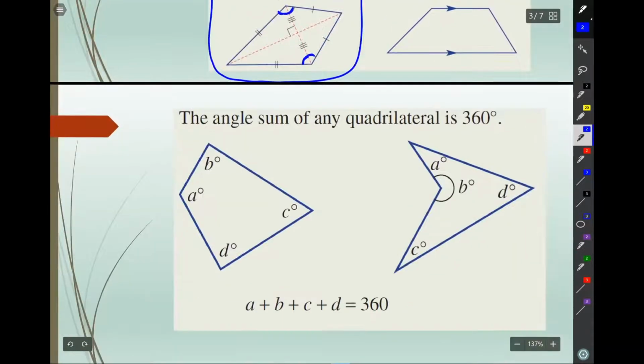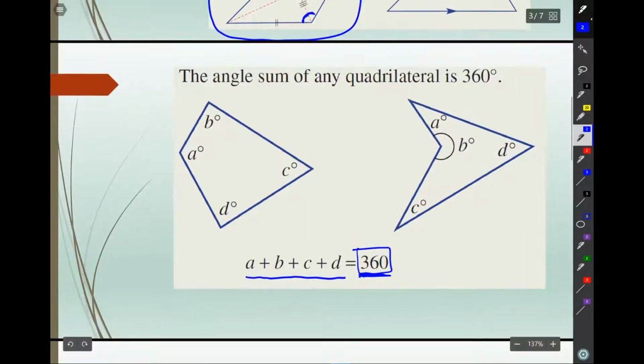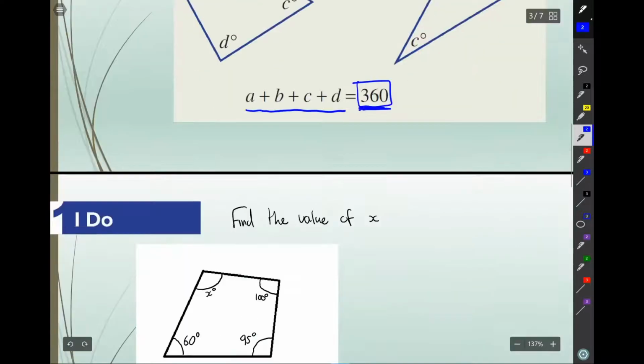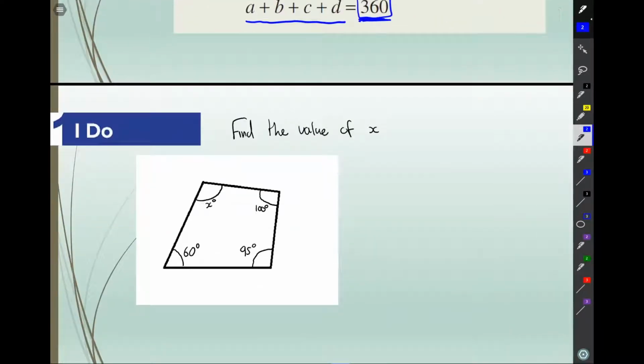But anyway, moving on to the angle sum of a quadrilateral. The angle sum of a triangle was 180. The angle sum of a quadrilateral now is 360. This time we have four angles to add up, and the total will always be 360. So copy this one down into your books as well. And let's jump into an example.